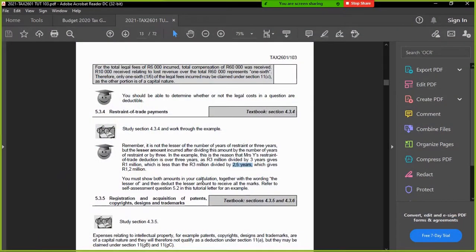Well, I don't think this is too long. Let me look at it quickly, then at least we've covered it, then you don't have to worry about it. Okay, it's not the lesser of the number of years, it's the lesser of the amount.